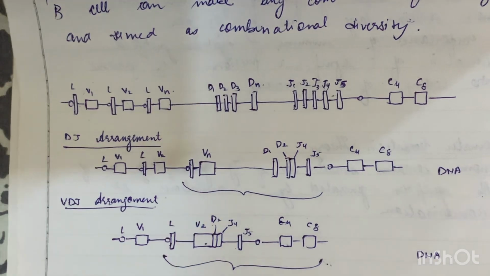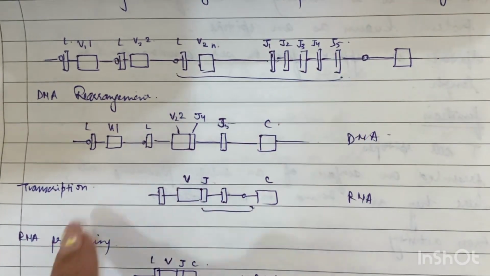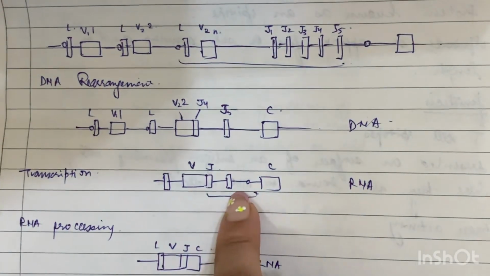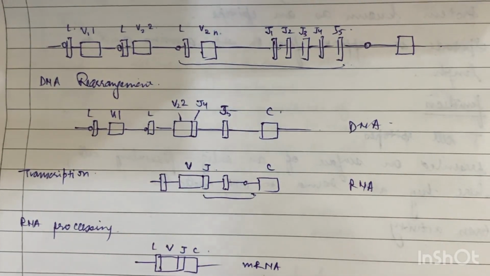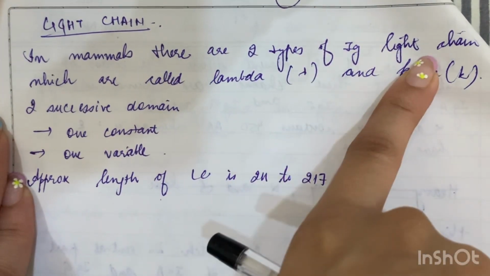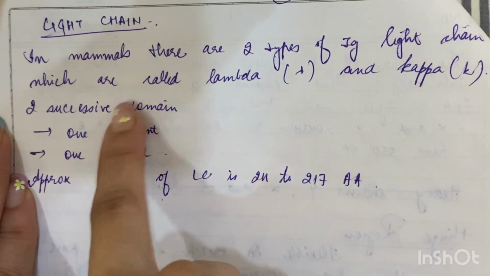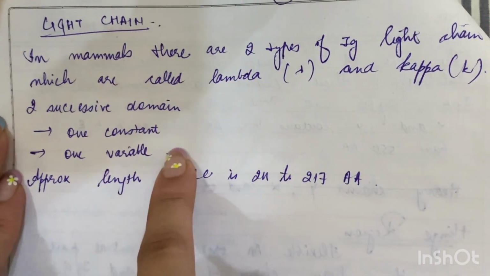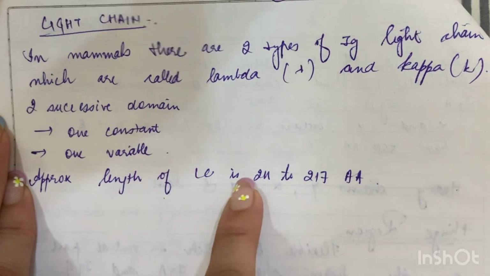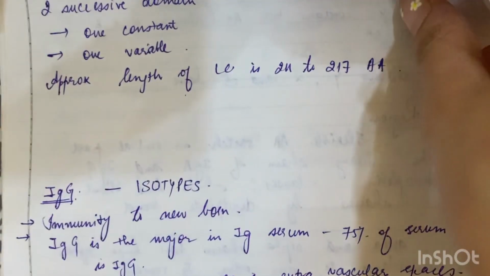Now, let's study light chains. And the light chains are like this. This is the arrangement of light chains. In mammals, there are two types of Ig light chains, which are called lambda and kappa. They have two successive domains, one constant and one variable, and their length is about 211 to 270 amino acids. Now they have various isotypes.